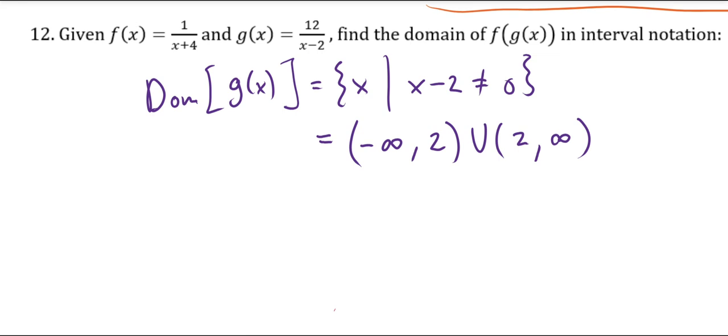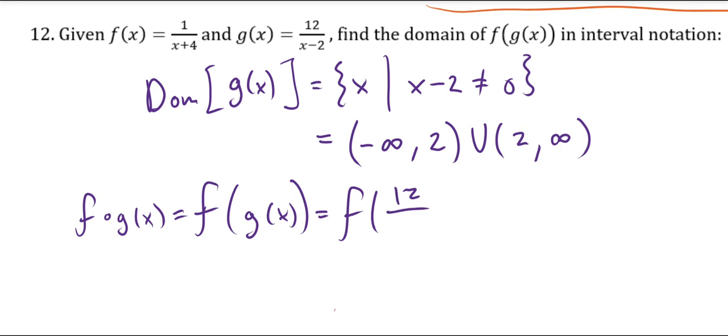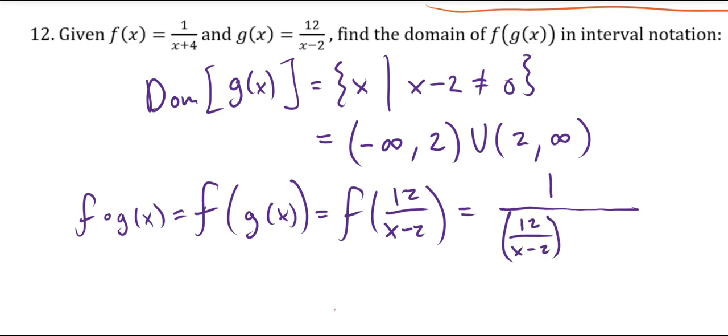Let's consider the function f of g of x explicitly here. That would be plugging into f the function g of x, which is 12 over x minus 2. And we then plug that into 1 over x plus 4, but now my x is being played by 12 divided by x minus 2. And we see we actually have a compound fraction.